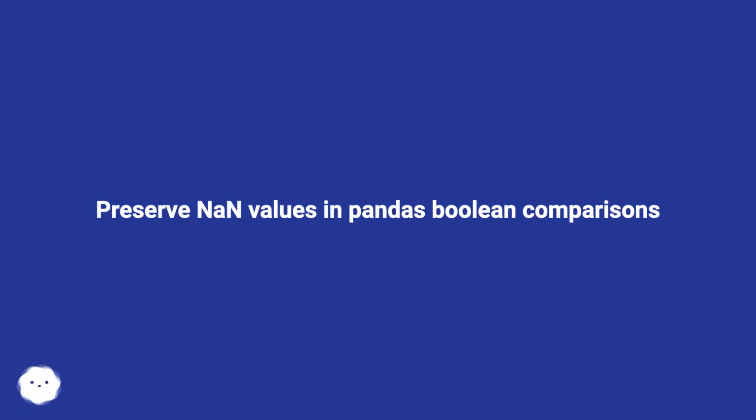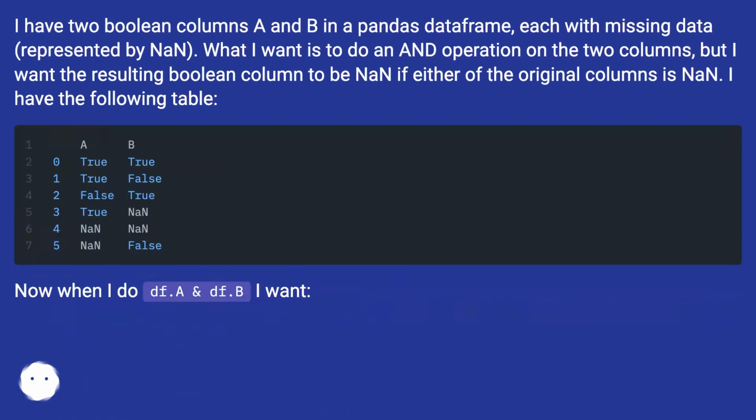Preserve NaN values in Pandas Boolean comparisons. I have two Boolean columns A and B in a Pandas data frame, each with missing data, represented by NaN. What I want is to do an operation on the two columns, but I want the resulting Boolean column to be NaN if either of the original columns is NaN. I have the following table.